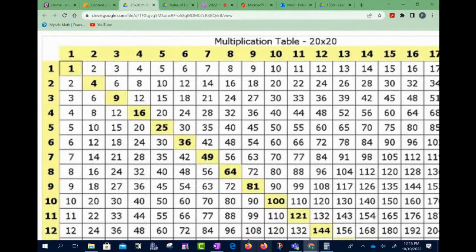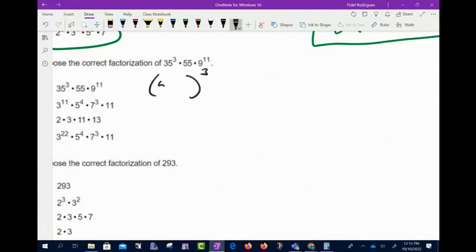5 and 7, right? Right here, 5 and 7. Perfect. Okay. So look, y'all, I'm going to put a 5 here. I'm going to put a 7 right there. Okay. Now look, 55. What two numbers multiply to 55? 5 and 11. Good. Okay.